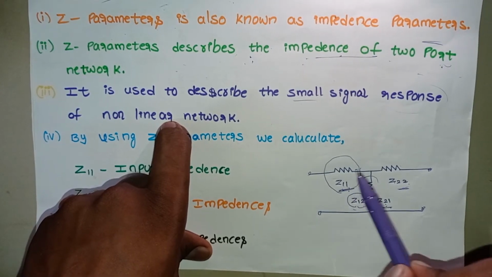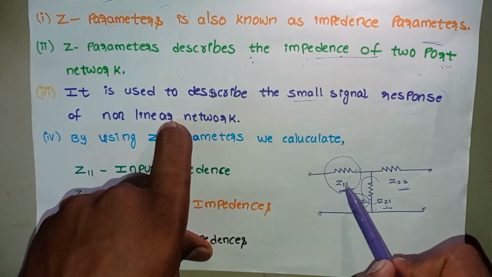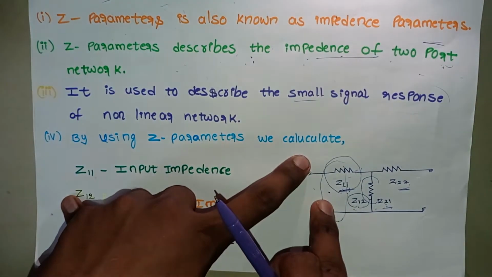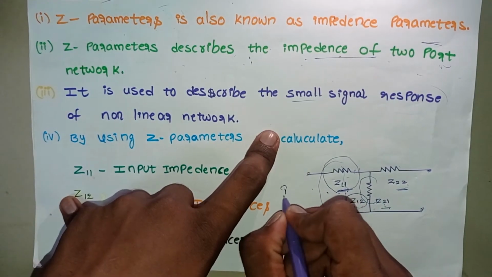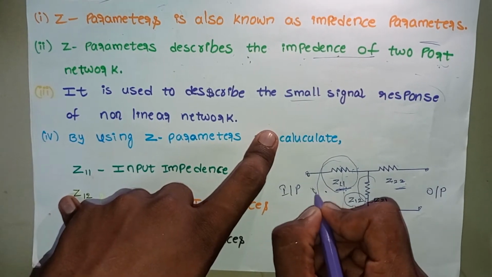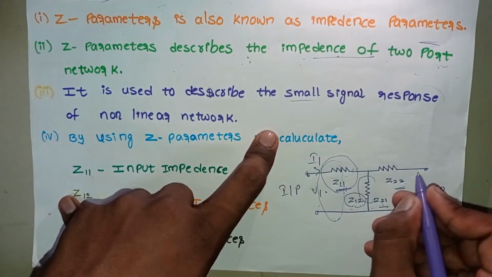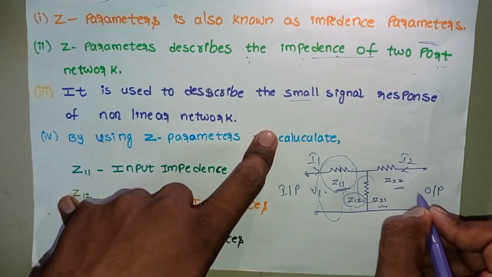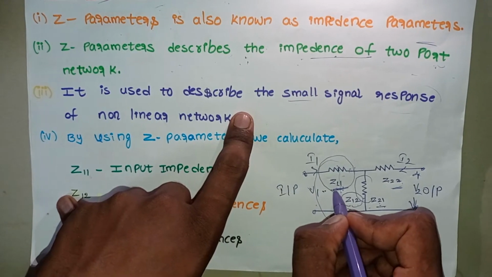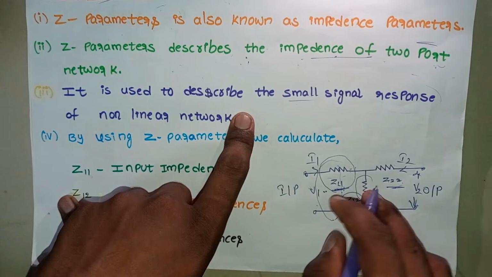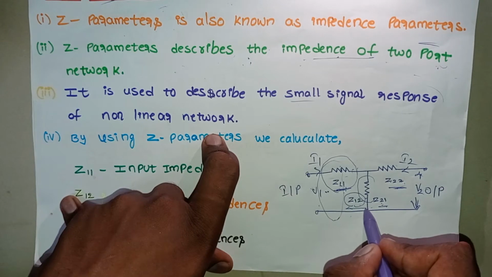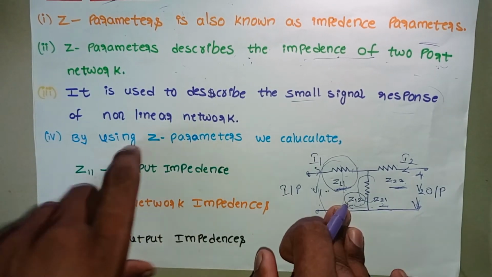Here Z11 is the input impedance, because this is present in the input port. Let's see, this is the input port, this is the output port, and the voltage between these two terminals is V1, and the current flowing is I1. Here the current flowing is I2 and the voltage is V2. Input impedance is Z11, output impedance is Z22, and in between input and output we have some network impedance, we can call it that. That is Z12 and Z21.